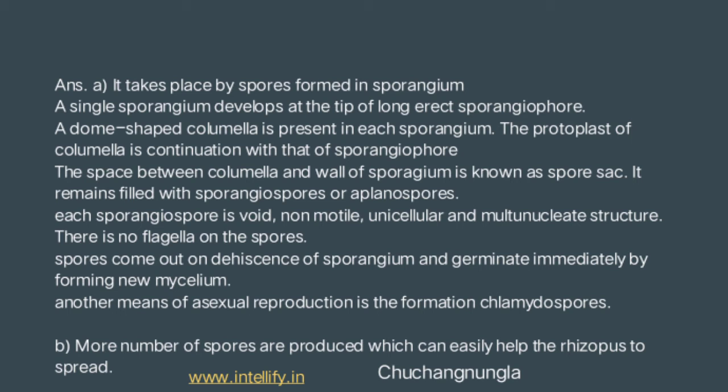Another means of asexual reproduction is the formation of chlamydospores. Now, this method is advantageous for Rhizopus as a larger number of spores are produced, which can easily help the Rhizopus to spread.